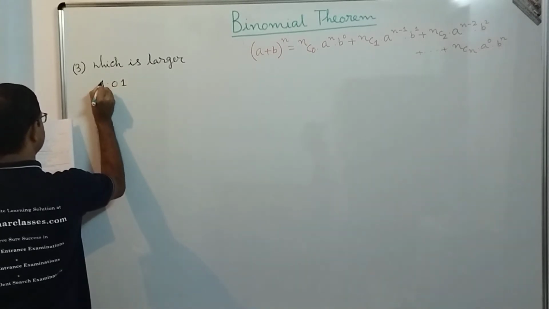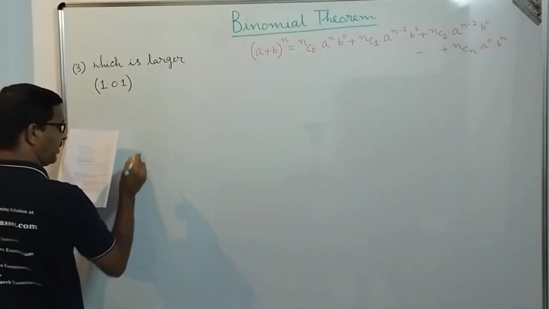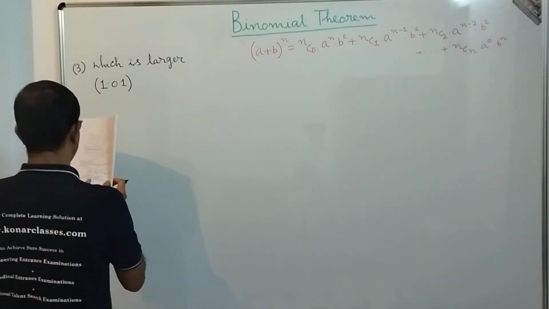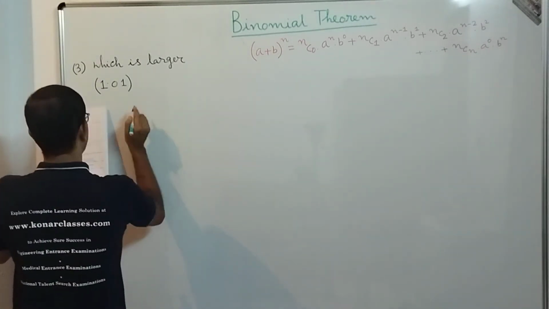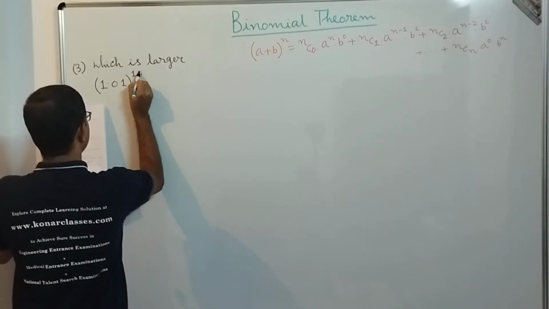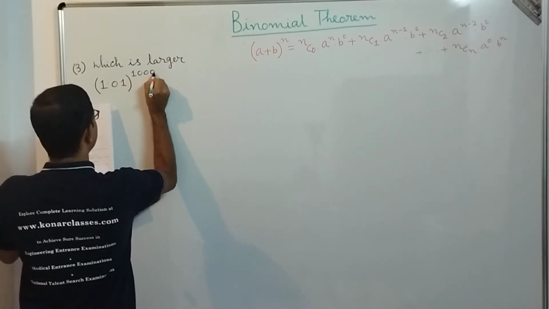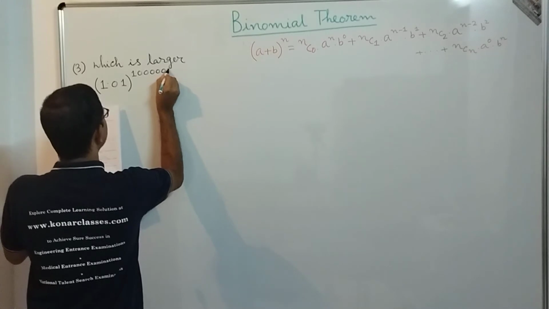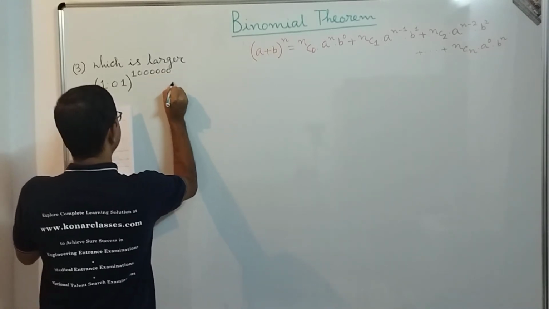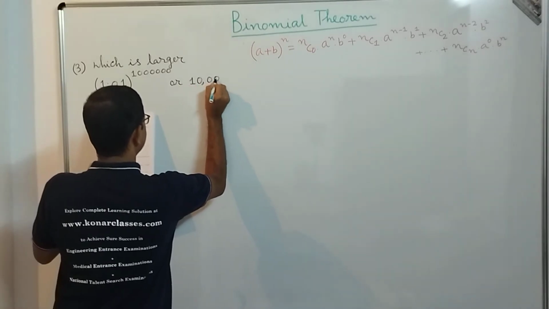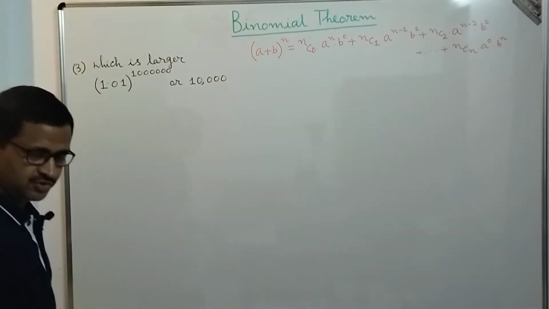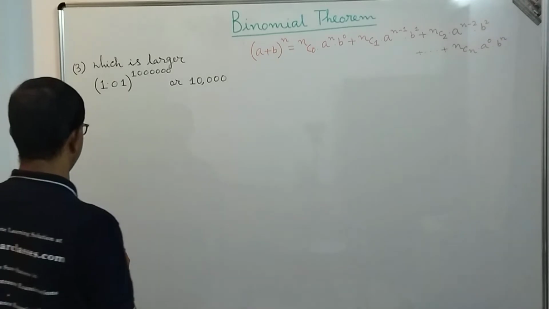1.01 power, the number of zeros, let me write it down, 1 0 0 0 0 0 0, or 10,000. You need to find which one between these two is larger.